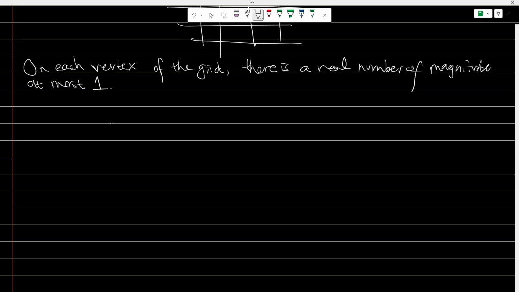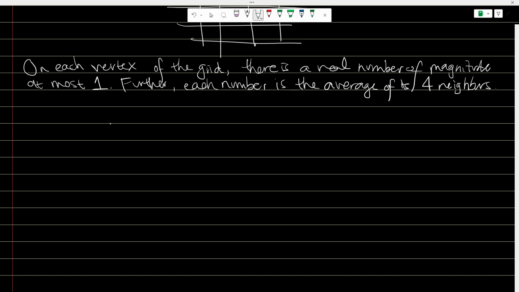And then we're going to have a further condition, which is that each number is the average of its 4 neighbors. Then what kind of patterns can emerge? And spoilers, it turns out all such arrays of numbers are actually constant. So let's do a quick little mini example here.